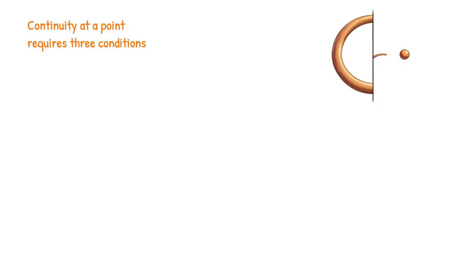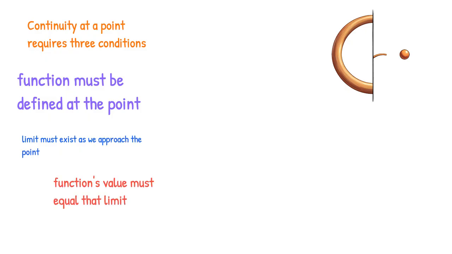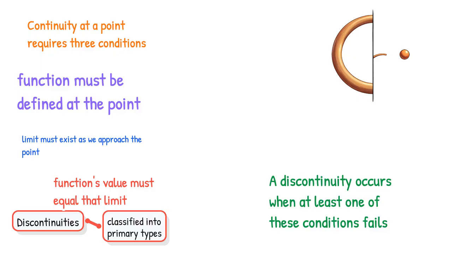Continuity at a point requires three conditions. The function must be defined at the point, the limit must exist as we approach the point, and the function's value must equal that limit. A discontinuity occurs when at least one of these conditions fails.